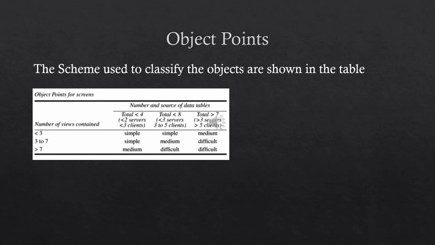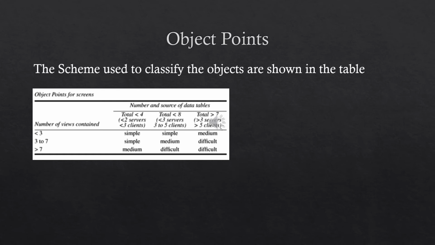Then that entry must be simple. Then a rule can be defined, or we can define an if-then rule. If the number of views contained is less than 3 and the total number and source of data tables is less than 4, then out of that total number, server less than 2 and client less than 3, then the object can be classified as, or defined as, a simple object.